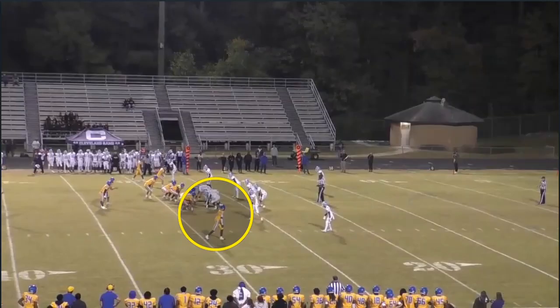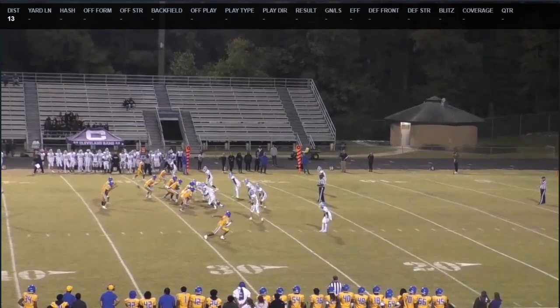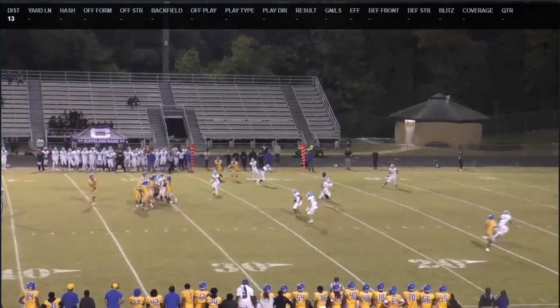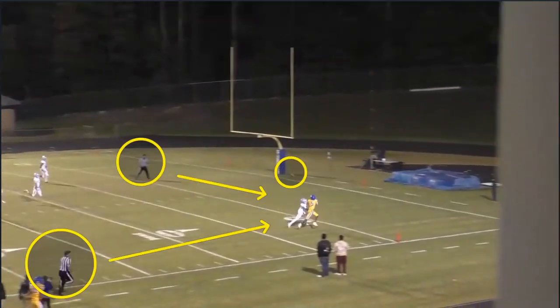And so the ruling on the field on this play was an interception, a touchback, and they put the ball at 20. And there's no way, like I said on this video, that we can overrule that at all on this play. There's no evidence to suggest otherwise. So the ruling on the field would stand.